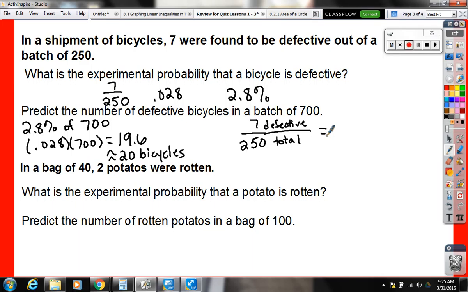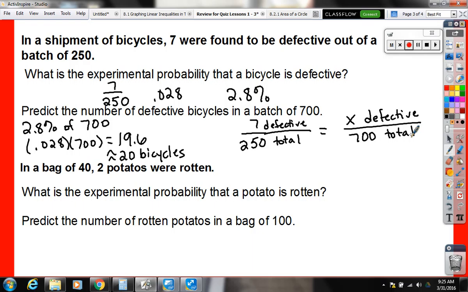Owen? Wouldn't you put X over 700? You would. We want to know how many are defective. That's our X. So we have X defective out of 700 total. So we have defective out of total, defective out of total. Remember, when we write a proportion, we need to have the same things on the top, same things on the bottom. So the tops are both defective, the bottoms are both total. Okay, now let's solve this proportion.